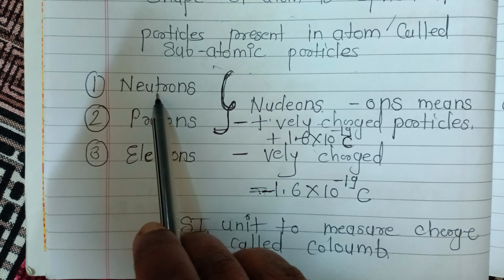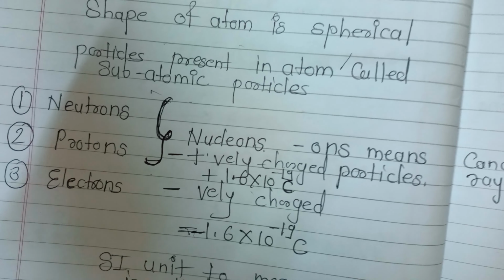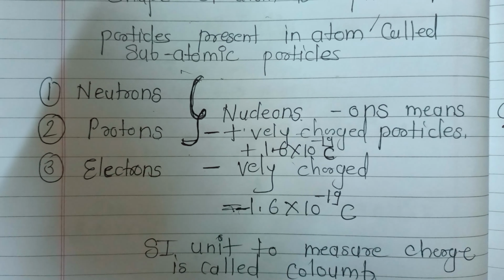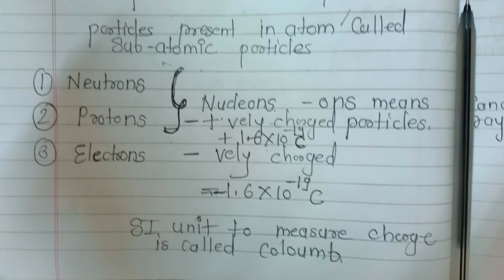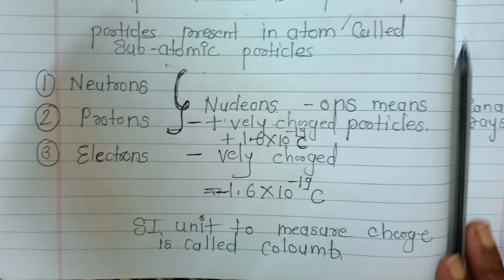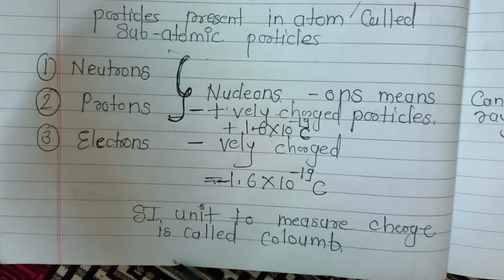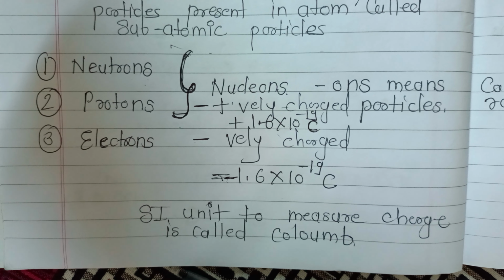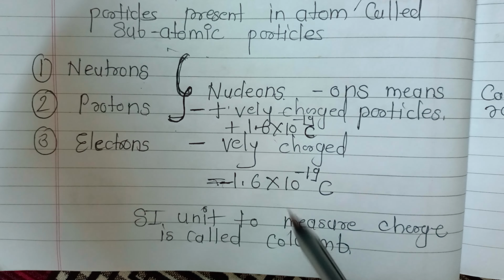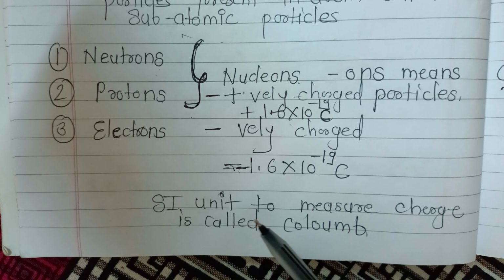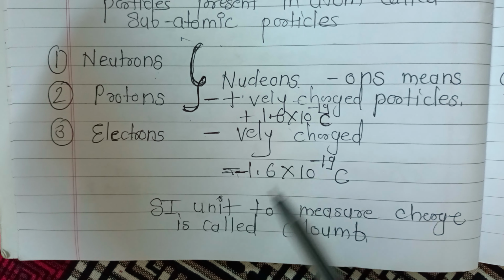Out of these, neutrons and protons are present in the nucleus. The nucleus is composed of neutrons and protons. So these particles of the atom, neutrons and protons, are called nucleons. Ons means particles. So neutrons and protons together make up the nucleus, and these 2 particles are called nucleons. So these neutrons and protons, what are the charges they have?